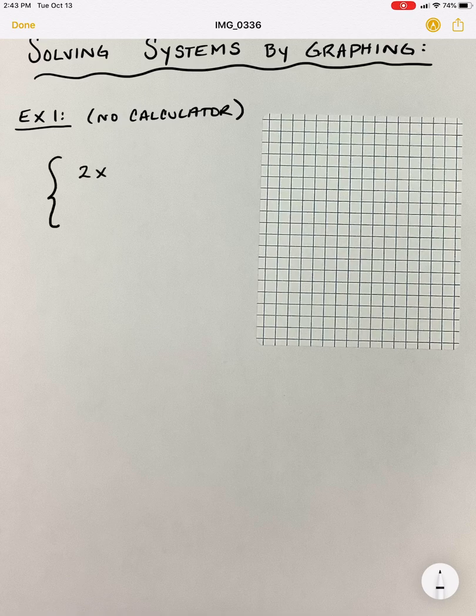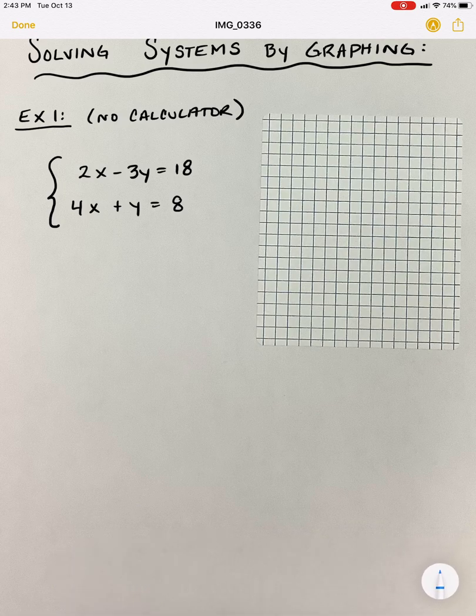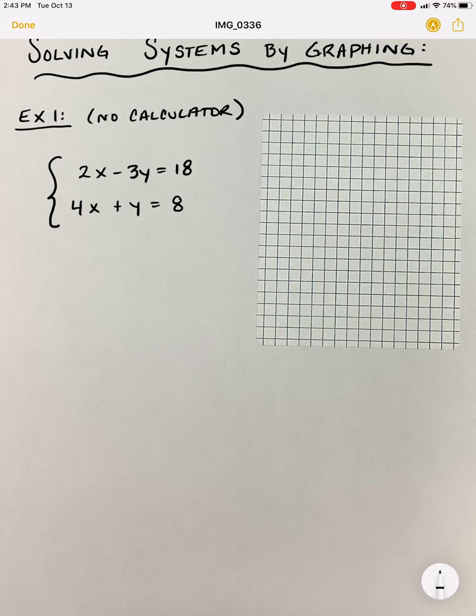It's 2x minus 3y is equal to 18. And 4x plus y is equal to 8. All right, so hit pause if you need to write everything down. And you know what, before we get started, why don't we go ahead and put in that coordinate plane sticker, and let's get our coordinate plane set up. So I think if we scooch the y-axis over here, and if we put the x-axis about here, this should give us enough room to graph our lines.